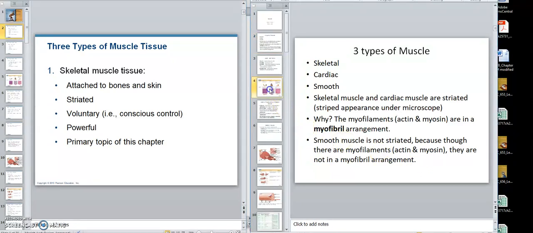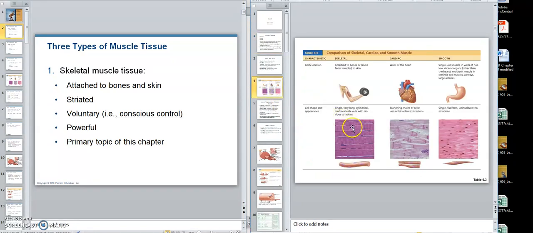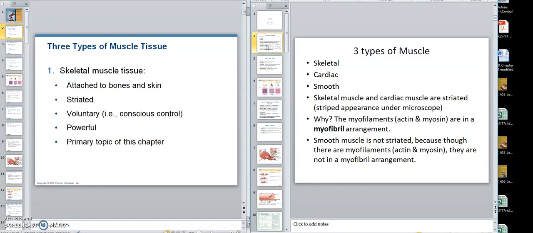So let's look at a picture. So see right here, that's skeletal, is striped. Here is cardiac, that's striped. Here you don't see stripes, that's smooth. And the reason again has to do with the arrangement on a cellular level. Skeletal is voluntary. We can voluntarily move our arm and everything. It's very powerful. And this is the primary topic of this particular chapter in your text. All right, so let's go a little further.